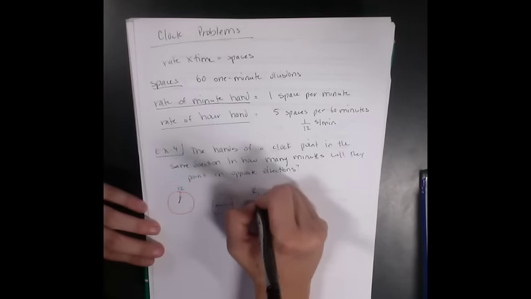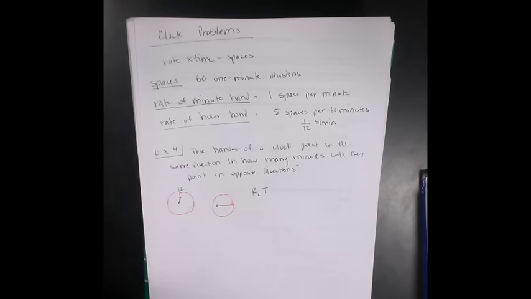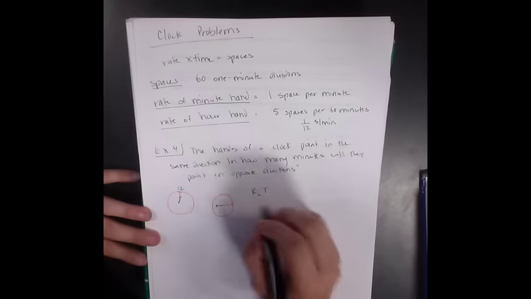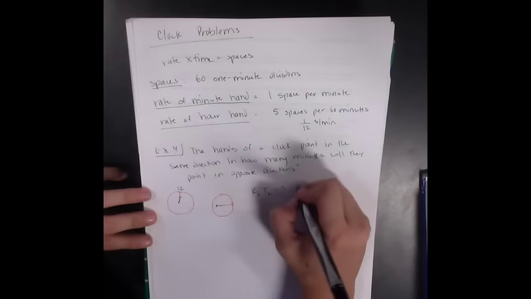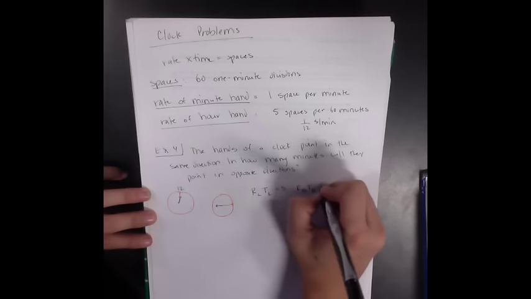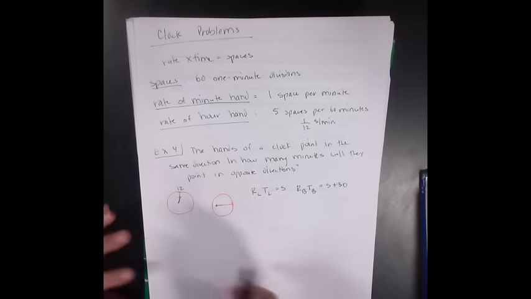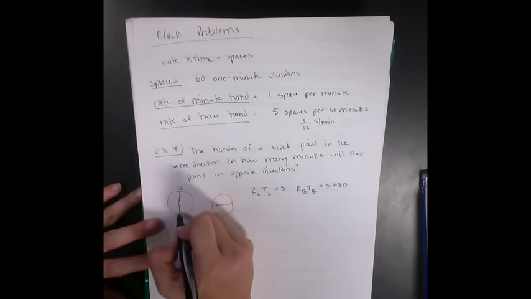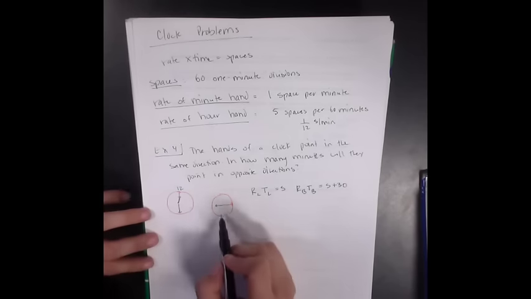So we will have the rate of the little hand, our hour hand, times time. If you want to label this as hours, that's fine. Rate times time equals spaces, right? The rate of our big hand times the time of our big hand equals spaces plus 30, right? Our big hand is going to move 30 spaces to where it's facing down, or 30 spaces to where it's exactly apart.